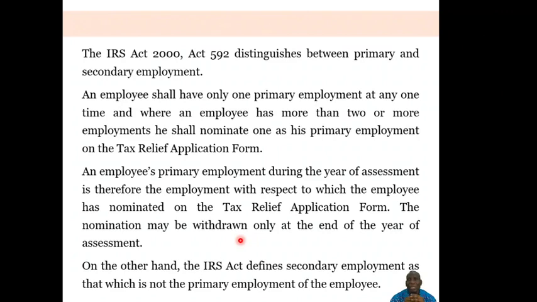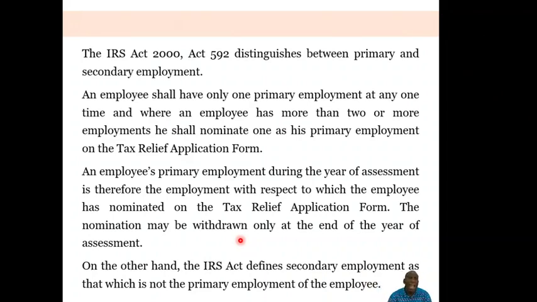On the other hand, the IRS Act defines secondary employment as that which is not primary employment. So here, what they are saying is that sometimes you will see an employee who is in more than one employment at the same time, unlike that of Osebobie. Osebobie, he resigned from one place and went and worked in another. So that is not primary and secondary.